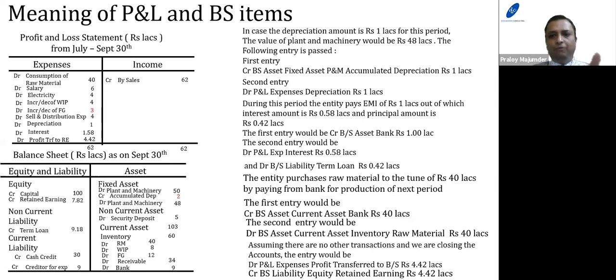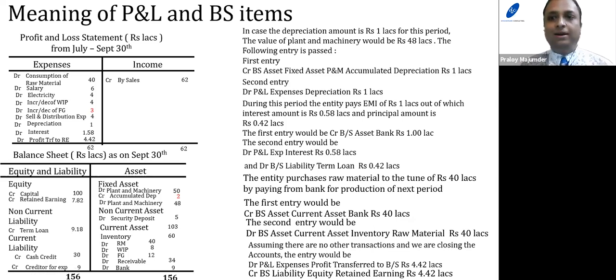Now we have to see whether balance sheet asset and liability are equal or not. On the asset side, 48 is the fixed assets, 5 is the non-current assets, 53, and 103 is the current assets, so 156. Liability side: 107.82 and 9.18. 107 plus 9 is 116. 116 plus 107.82 plus 9.8 is 117. 117 plus 39 brings it to 156. Now you see both asset and liability are tallied.